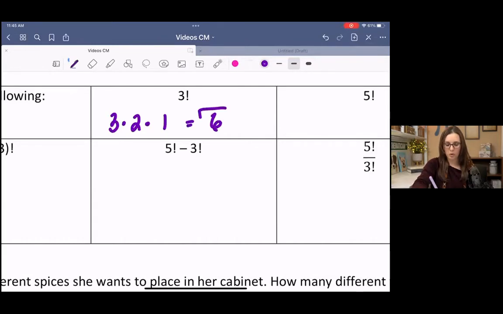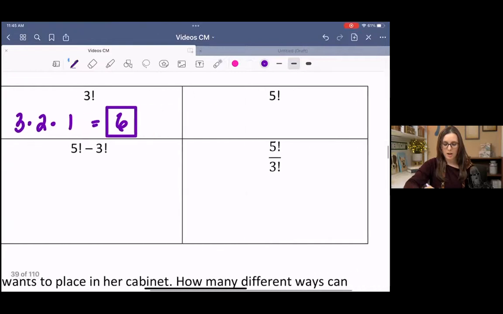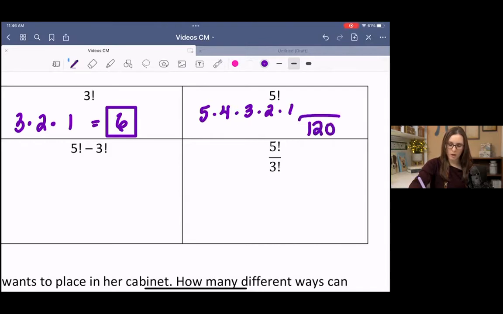3 factorial equals 6. Let's fix my box. There we go. Now 5 factorial is 5 times 4 times 3 times 2 times 1. You can type that in your calculator if you need to, or you can use the commutative property or associative property, and rearrange and group. We've got 20 times 6 is 120.